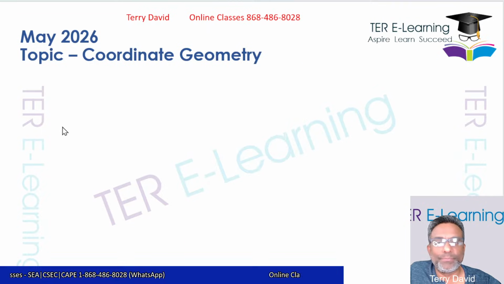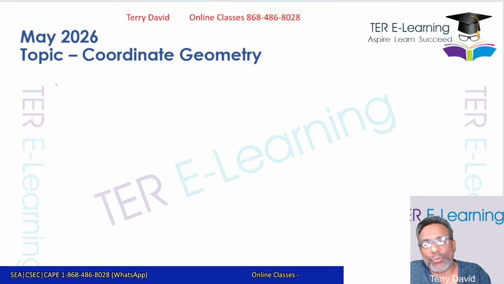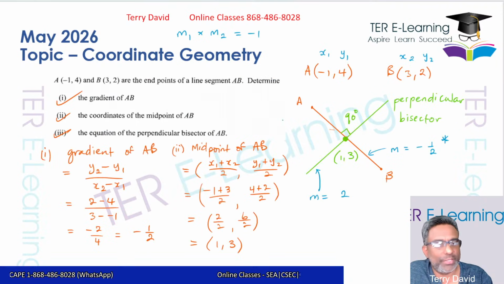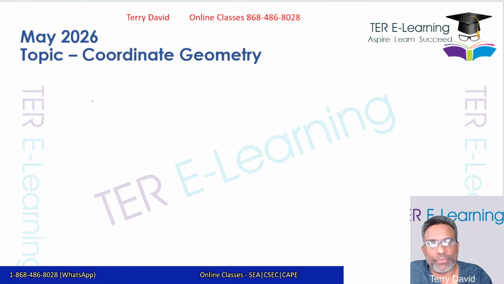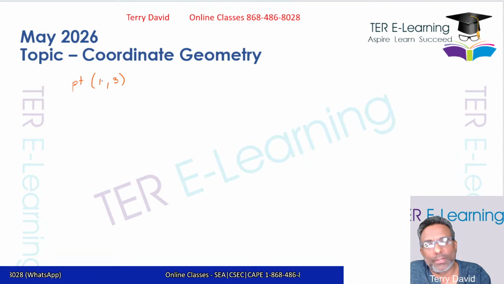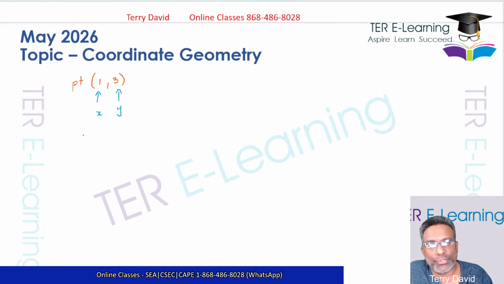So this is what you know. So you know that the perpendicular bisector passes through the point, I think it's 1, 3. Yeah, 1, 3, right? So it passes through the point 1, 3. Okay, so this is an x value. This is a y value. We also know that this perpendicular bisector, so we're talking about the perpendicular bisector now.